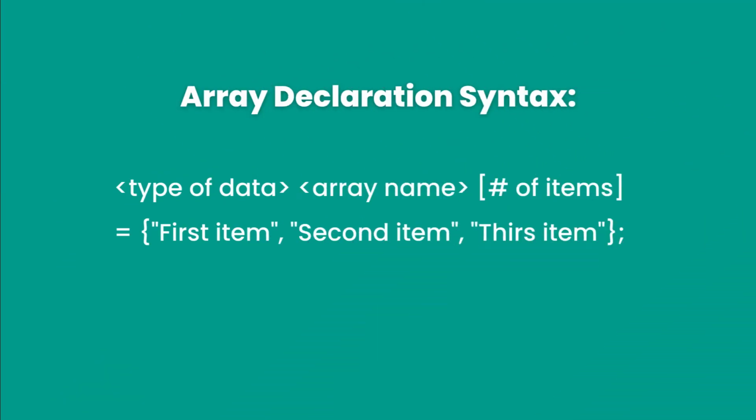So let's look at the syntax for an array in C++. First, just like when declaring a variable, you write the type of data that you want to store in your array. For example, if I wanted to create an array that stored a list of different strings, then I would write string. Then you write the name of the array.